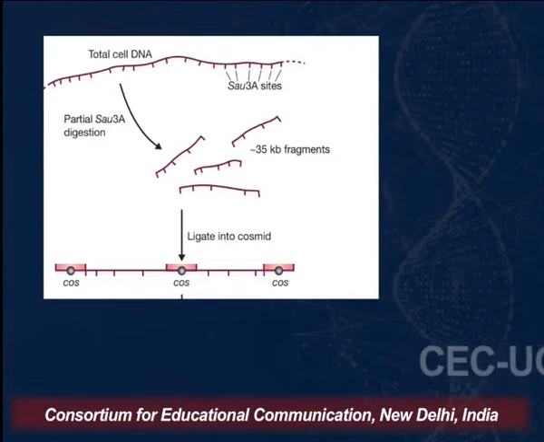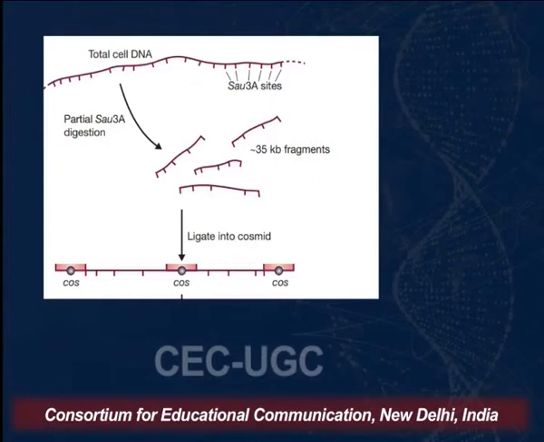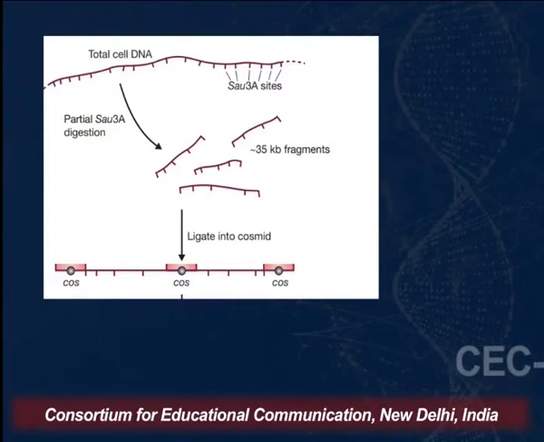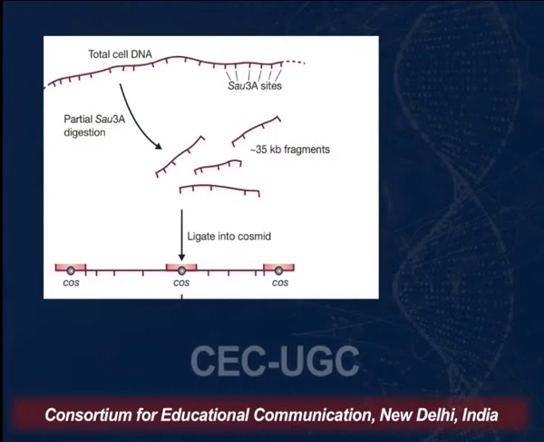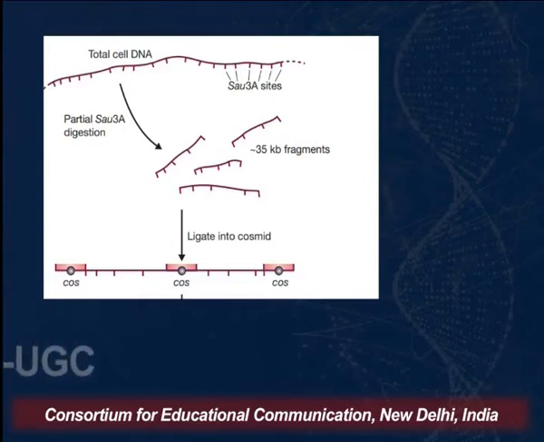Now if it is a partial digest, you will get different sized fragments and there will be overlapping regions in those also. Even if it is a complete digest, you will still have different sized fragments because the distribution of restriction sites is not uniform in the entire genome. So you will get different sized fragments, and these fragments are cloned in the cosmid.